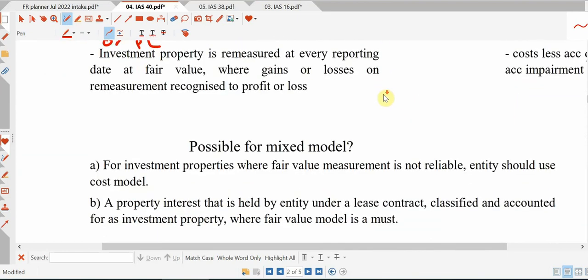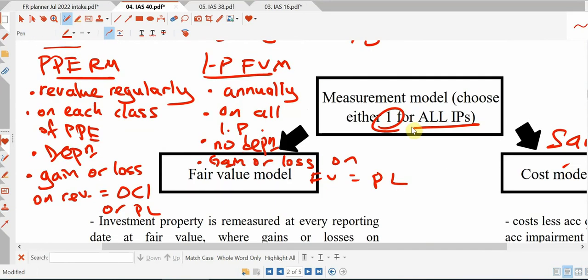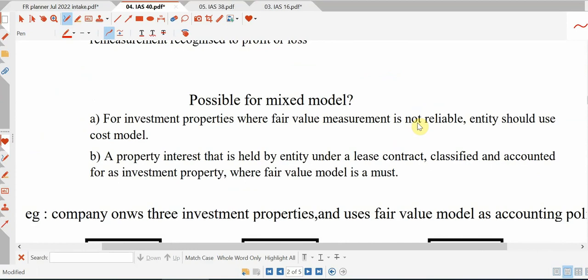Good. Now, next one. Is it possible to have a mixed model? Like some investment property we use cost model, some investment property we use fair value model. I think it's not possible, right? Because we have to hold firm to our principle that we choose one model for all investment property. That is what we know. But you know, the ACCA exam, they really want to push it to the maximum. It's possible, but it's a bit rare. Can, but rare.